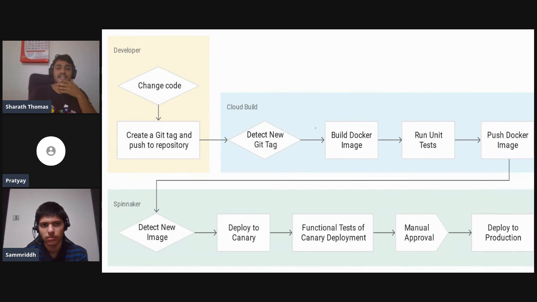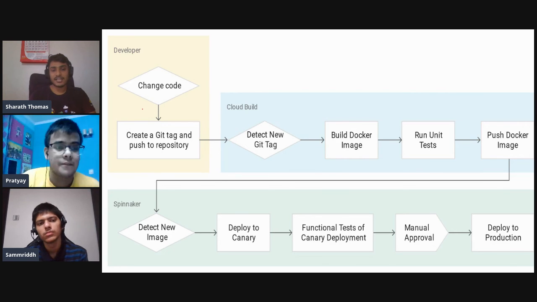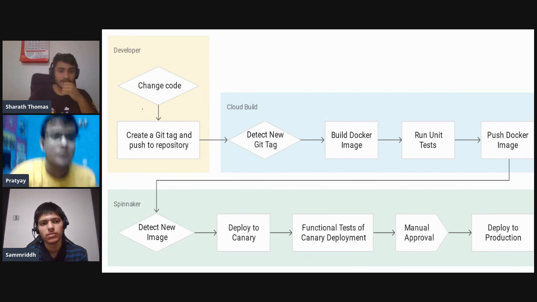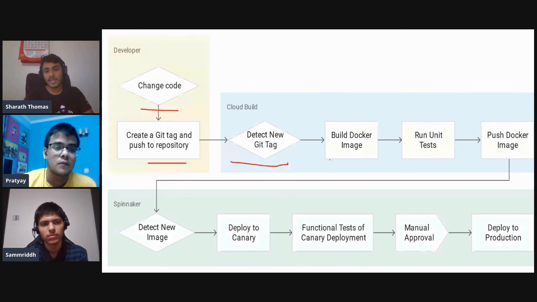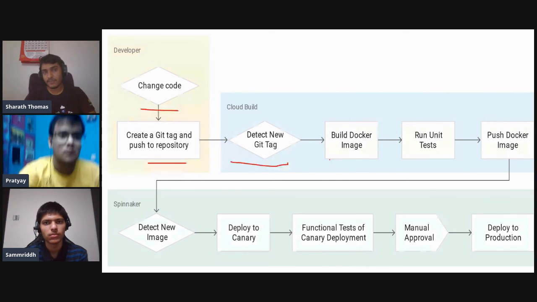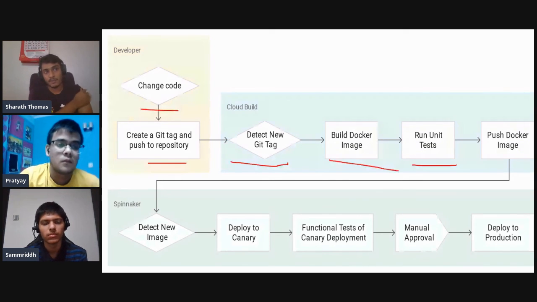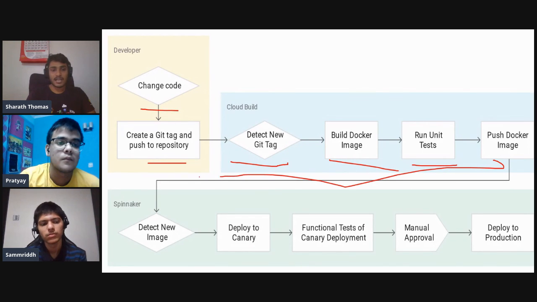So this is another flow diagram for the same thing. You make changes, you tag it, and you push it to the repository. Now Cloud Build will see that a new tag is there, like a new commit is made. It will make a Docker image. It will run whatever tests you have to make sure that it's running properly, right? Like whether the traffic is going out properly, whether a 404 is coming. All this will be tested, and then it will make the image and push the Docker image, and then Spinnaker will detect that there's a new image.